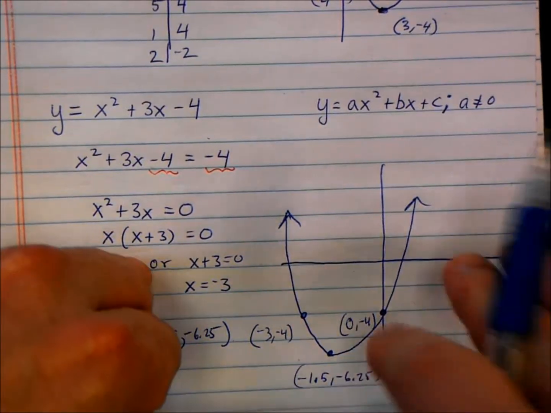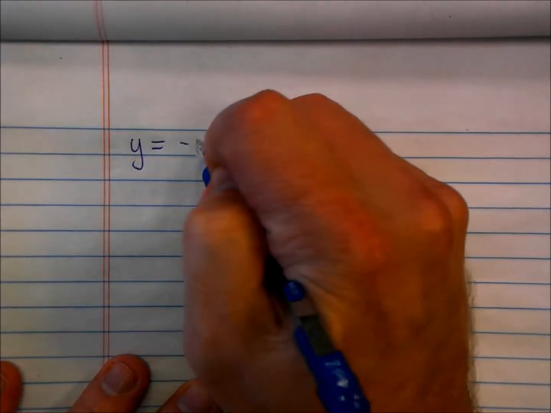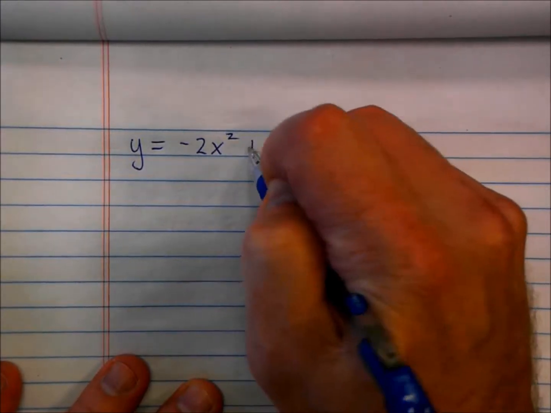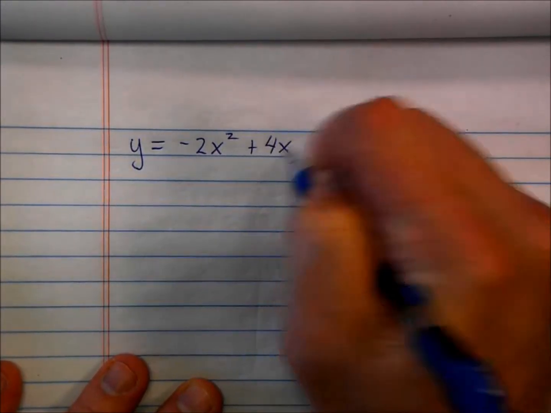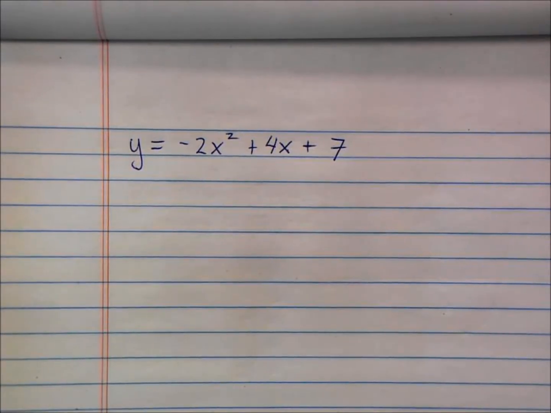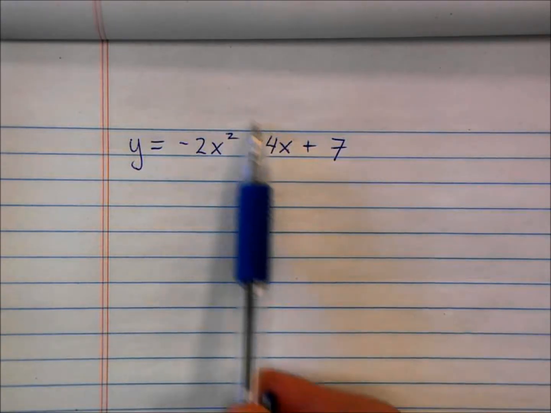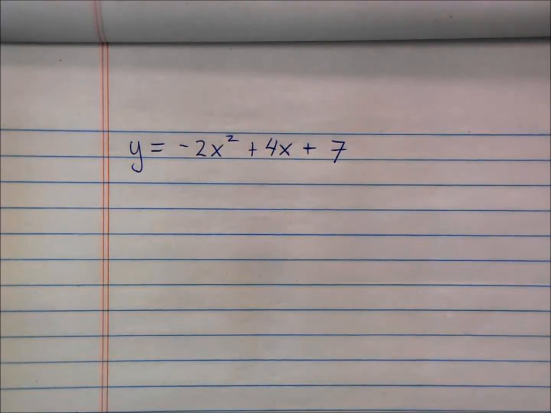All right, let's try another one. Y equals negative 2x squared plus 4x plus 7 maybe. All right, so once again, we recognize we have a quadratic function. What makes this a quadratic function? X squared. It's got an x squared. We notice our quadratic function is in standard form. It's not in vertex form.